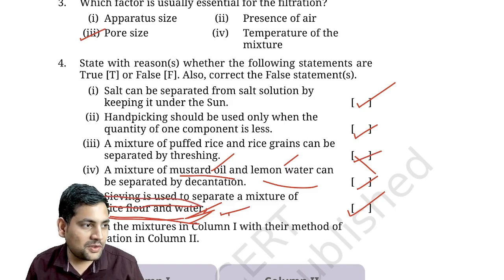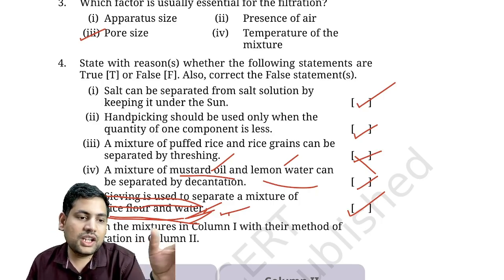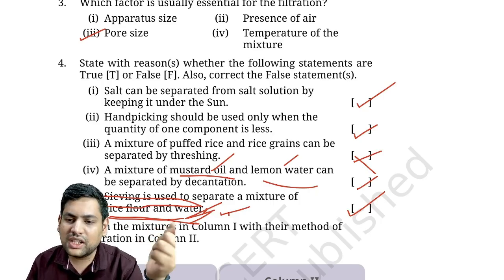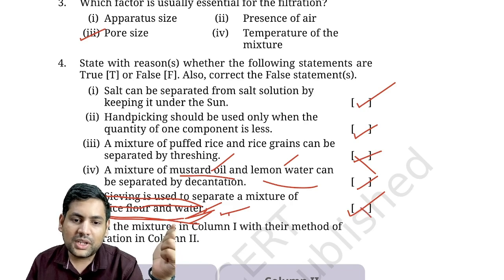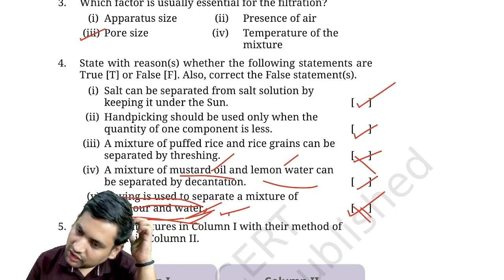So sieving, if you do, there is rice flour, there is water. Okay, it depends. If the rice flour you have already mixed with water, then it becomes very difficult to separate it using a sieve. Why? Because it will become like a whole solid.